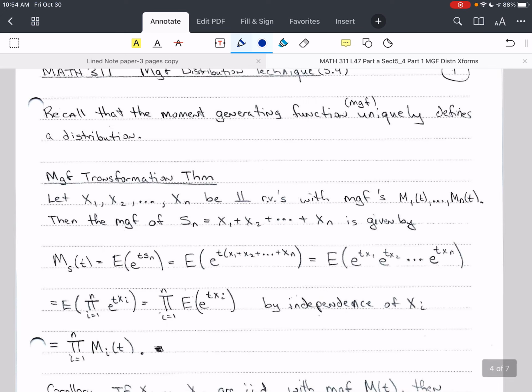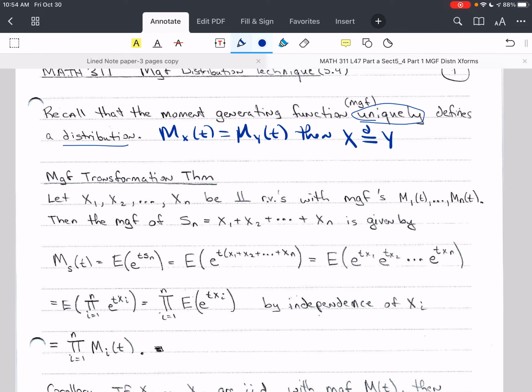So remember that the moment generating function, or MGF, uniquely defines the distribution. So if the moment generating function of x is equal to the moment generating function of y, then x and y have the same distribution, or they're identically distributed. The moment generating transformation theorem is given here, so let's talk about that.